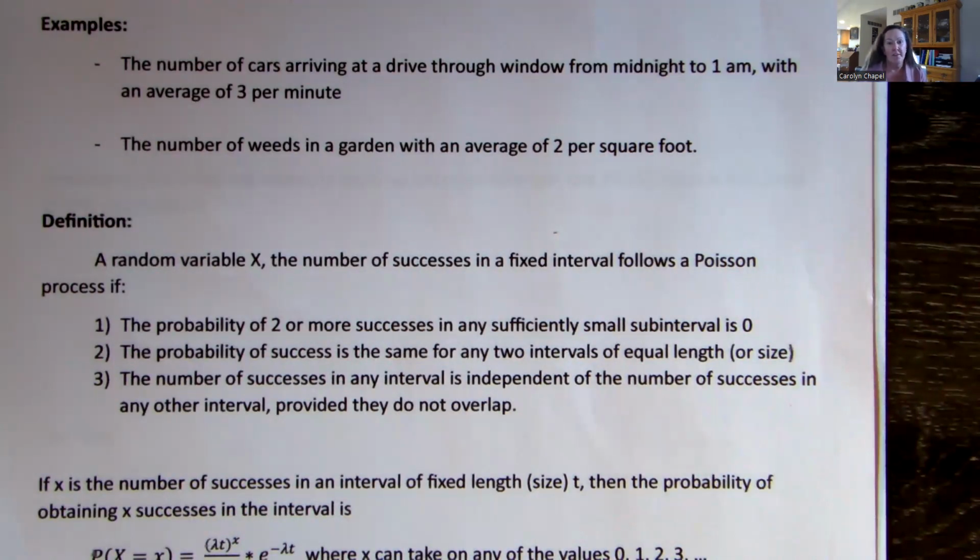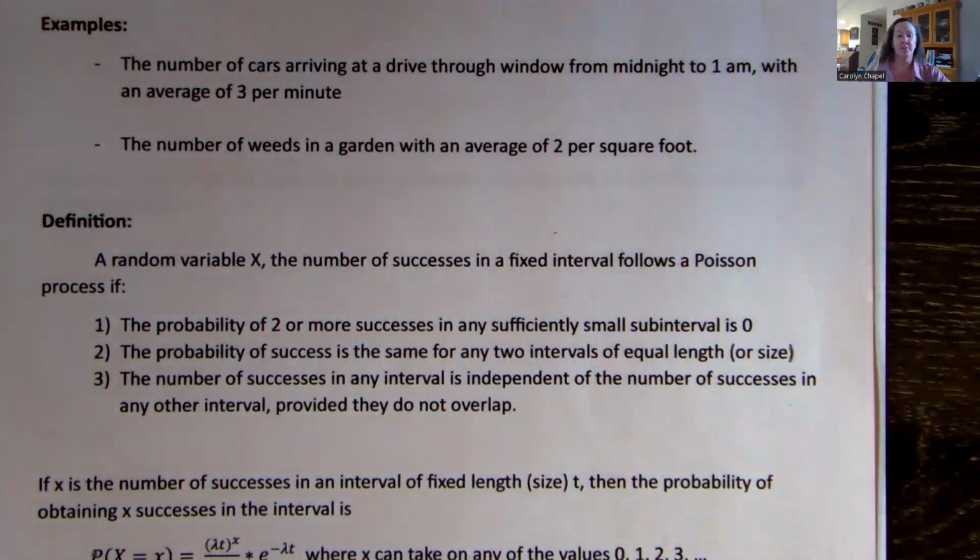The second qualification is that the probability of success is the same for any 2 intervals of the same length. So when I say 3 per minute, and I'm talking 15 minutes, that rate doesn't change from one section to the next. And the same for the weeds in my garden. They're going to be evenly spaced, 2 per square foot for the entire piece. It's not like I have weed killer on one area and nothing on the other. So everything is very equal in likelihood.